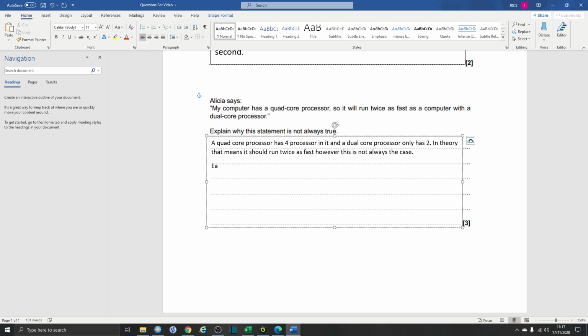Each core in the CPU can perform an instruction separately. However, if there are not enough instructions to go around, then some of the cores might remain unused. That was really good typing.